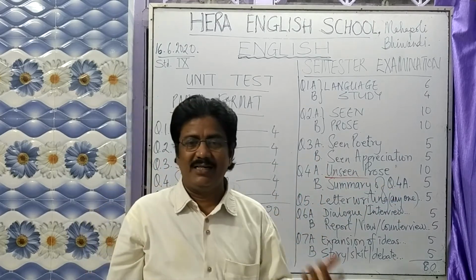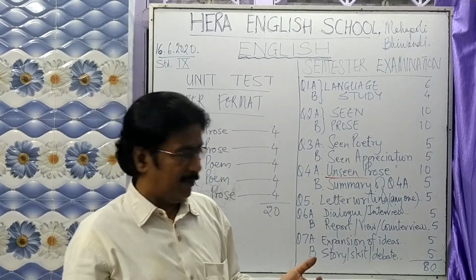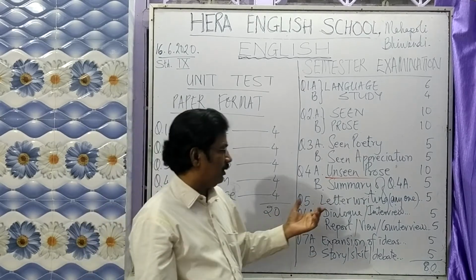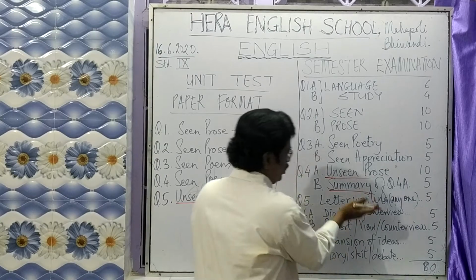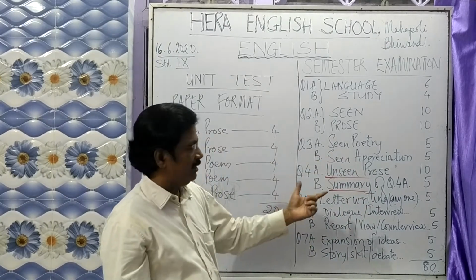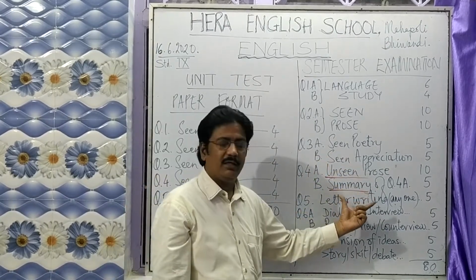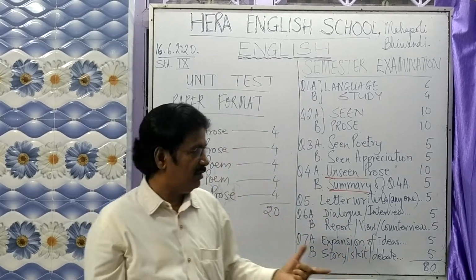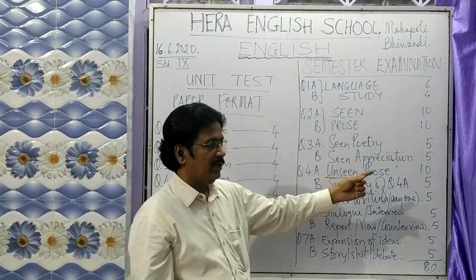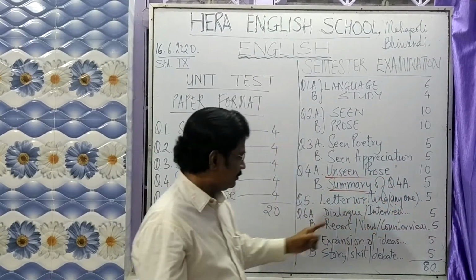You cannot write anything at your will, at your way. You have to follow instructions. Particularly, the summary writing is just a skeleton of question number 4A. The passage of question number 4A is to be written in a summary writing manner, or you can call it the skeleton or the synopsis of question number 4A, again of 5 marks.